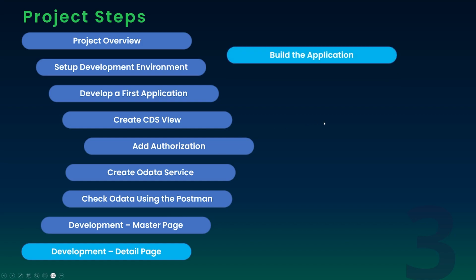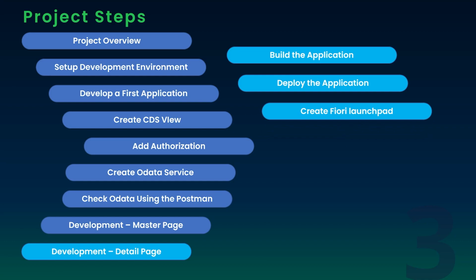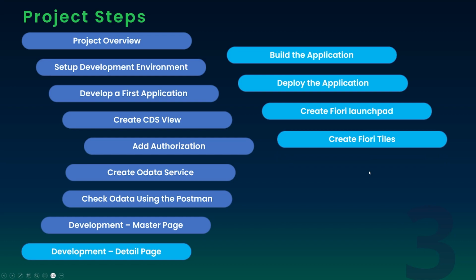And after that, you know that we will develop the project using SAP BAS Code. So that's the reason we have to build and we have to deploy. And after that we have to deploy our application to the SAP HANA system. And after that we'll create the Fiori Launchpad, because that is the main point where the user can start their applications. After that we'll create the Fiori tiles, which are a kind of icon to navigate to the applications.